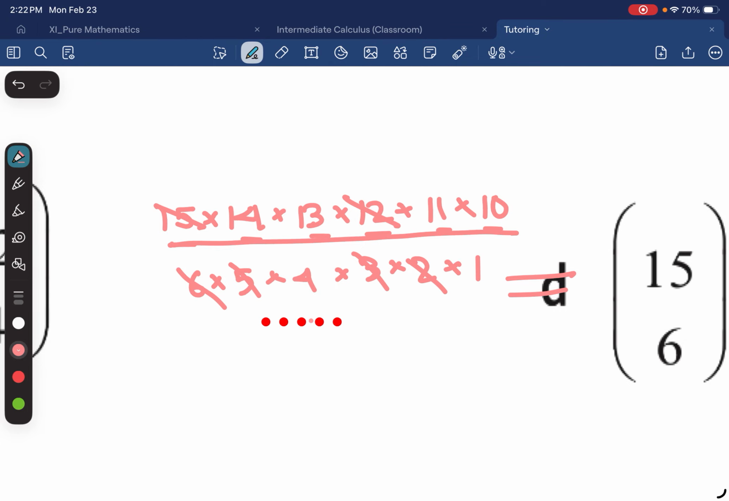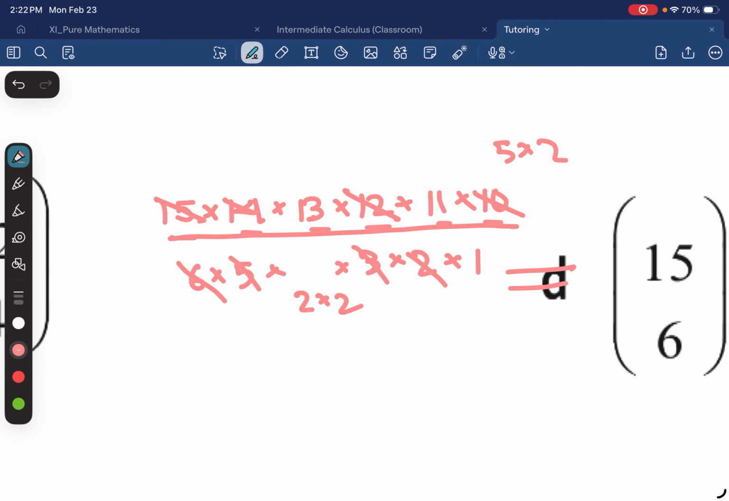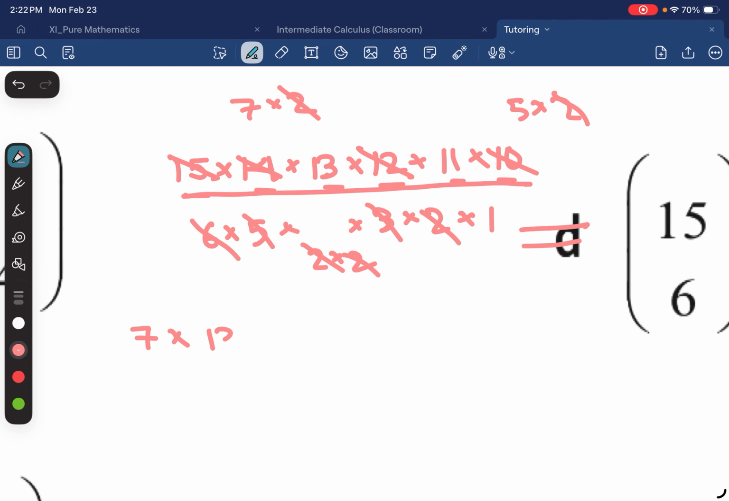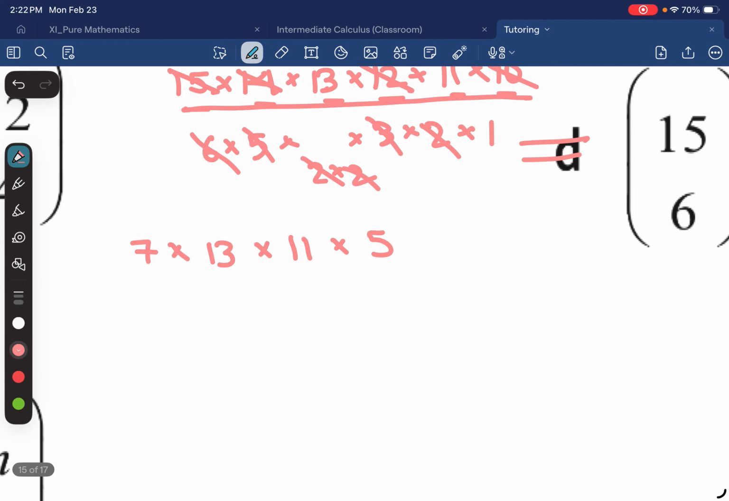So let's say 4 is 2 times 2, right? So 4, I can write it as 2 times 2. 10 is 5 times 2. 14 is 7 times 2. So these 2's and these 2's are going to cancel out. So I have 7 times 13 times 11 times 5. And this you can compute without using a calculator. 11 times 5, that is just 55. 7 times 13, that is 91. So you have 91 times 55, which we can compute manually.